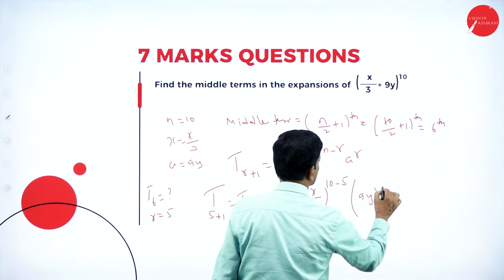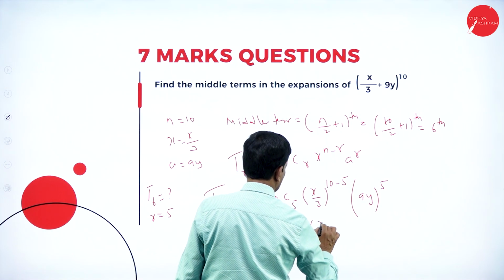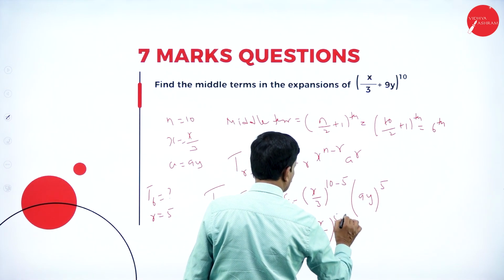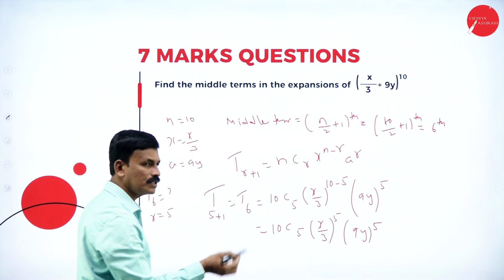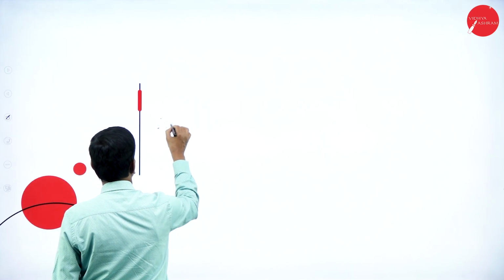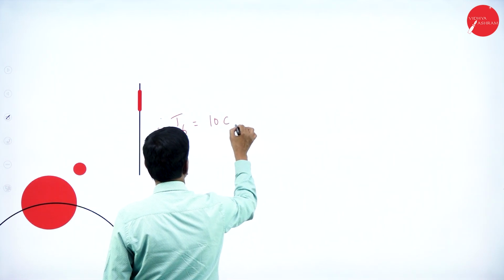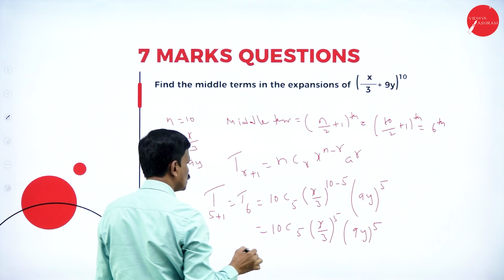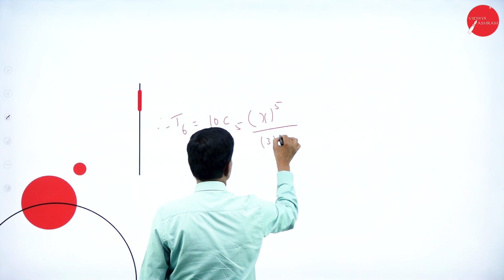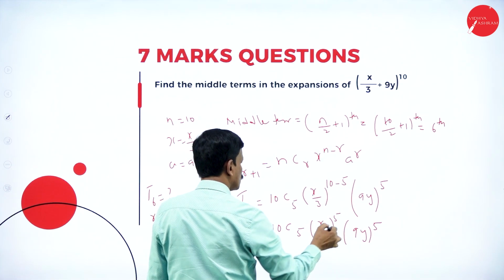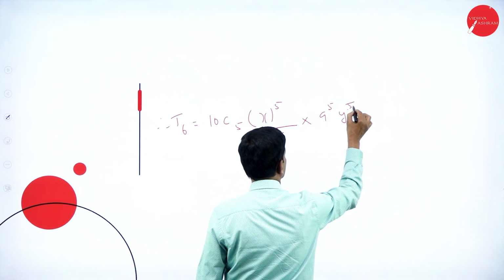What is r? r is equal to 5. So this is 10C5 (x/3)^5 (9y)^5. This can also be written as, therefore T6 is equal to 10C5 into x to the power of 5 divided by 3 to the power of 5 into 9 to the power of 5 into y to the power of 5.